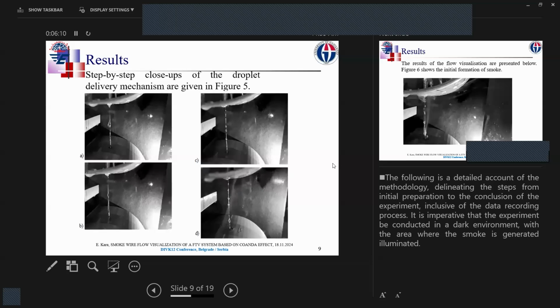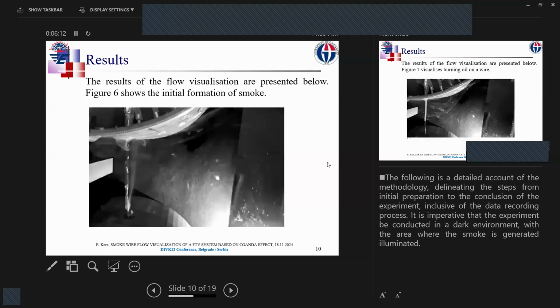So you can see in the first one, the results of the flow visualization are presented. Figure 6 here shows the initial formation of the smoke. Here you can see the initial formation. Let me show here. So it is the initial smoke formation here.